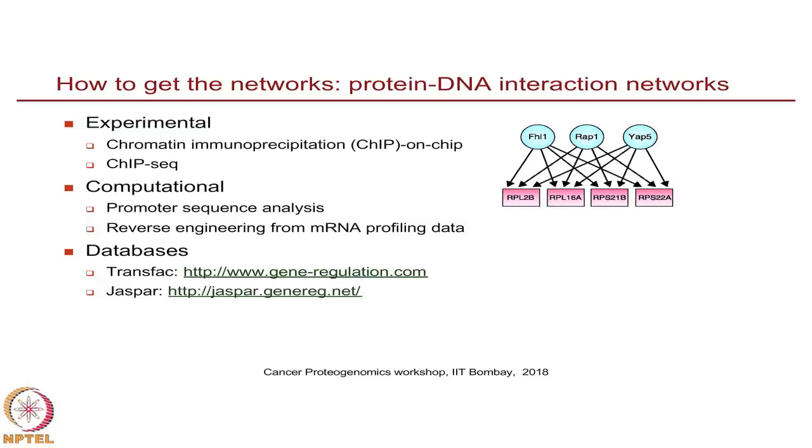And for the protein-DNA interaction, basically we want to establish the relationship between the transcription factors and the target genes. The experimental approach includes ChIP-chip, which is the early version of the study. Now people are usually doing ChIP-seq. For the computational approach, we can do promoter sequence analysis through motif analysis, or we can do reverse engineering from mRNA profiling data. And also there are databases that we can get this type of information from, like TRANSFAC. I think this is now commercialized, but JASPAR is still an open source resource that you can use.